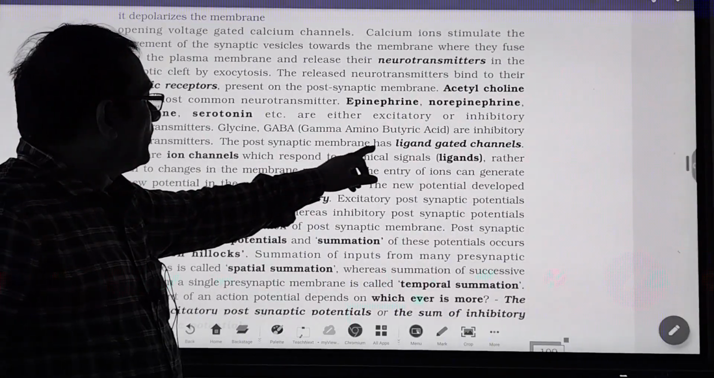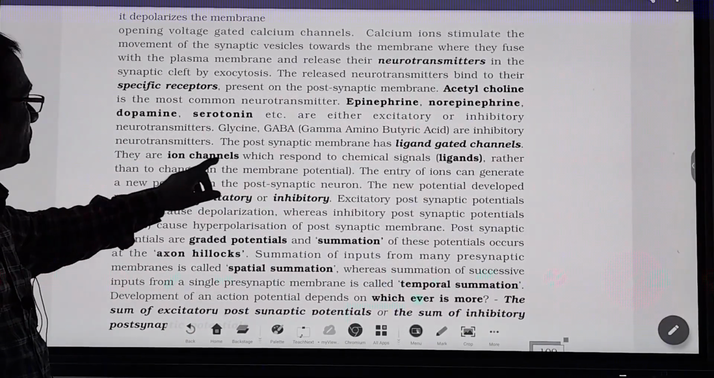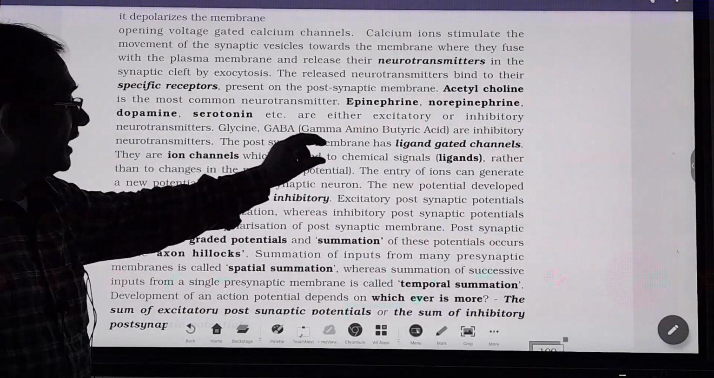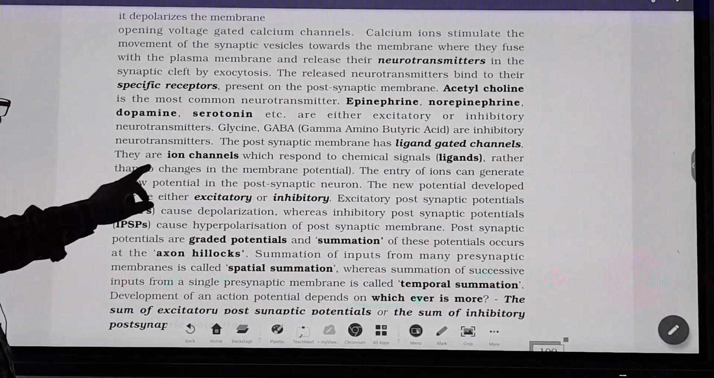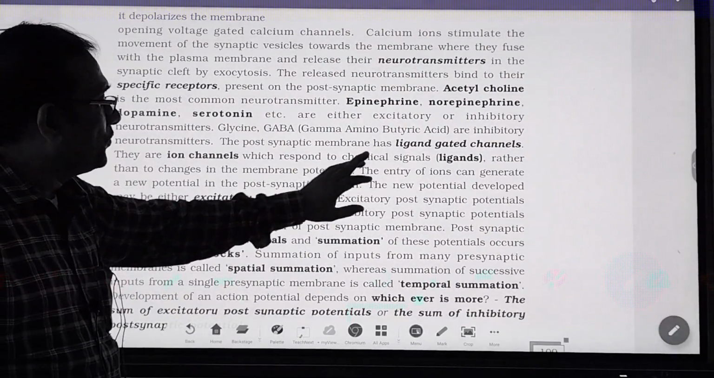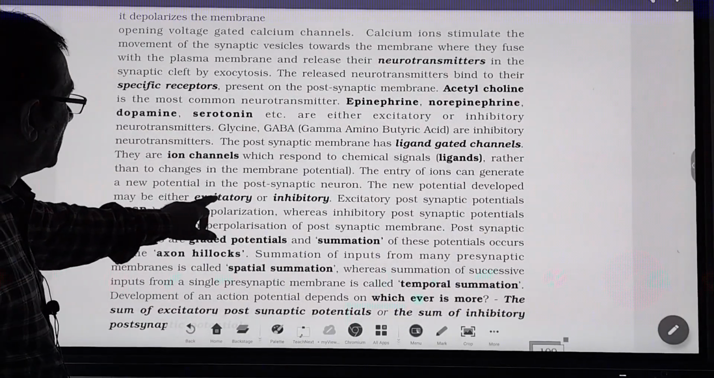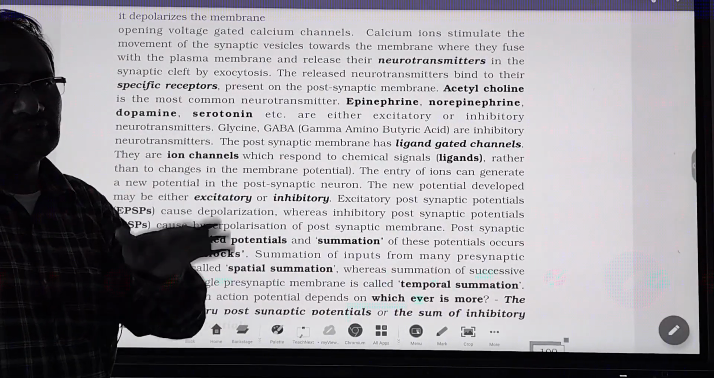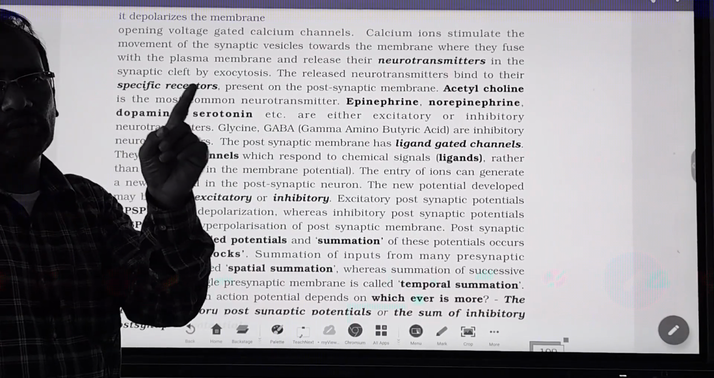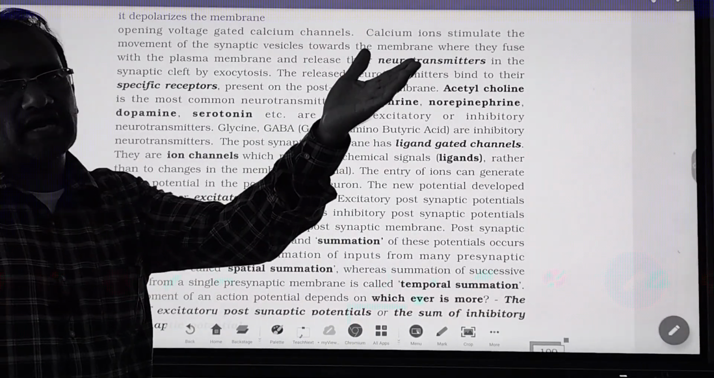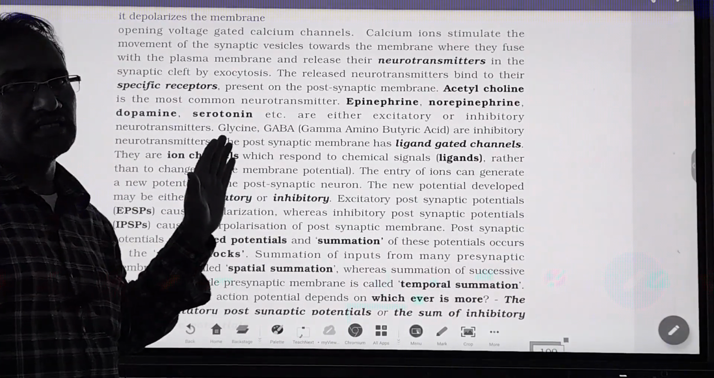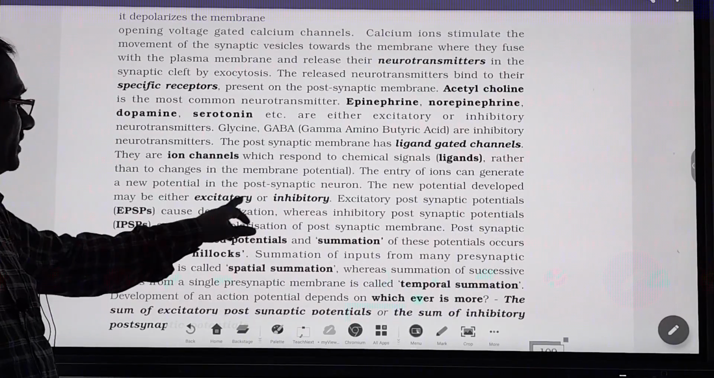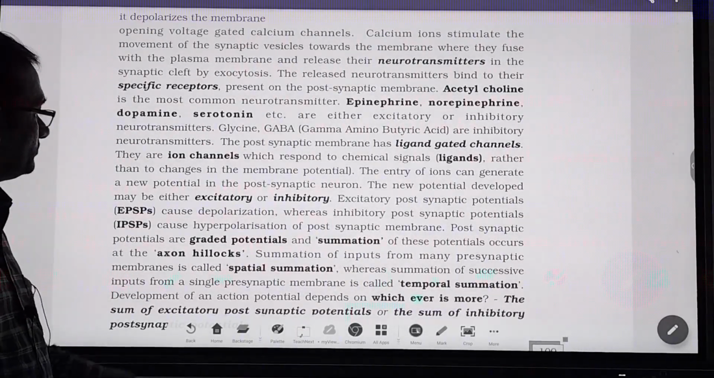The postsynaptic membrane has ligand gated channels. They are ion channels that respond to chemical signals, ligands. Rather than a change in the membrane potential, the entry of ions can generate a new potential in the postsynaptic neuron. The new potential developed may be either excitatory or inhibitory action. Excitatory means activation of the process, inhibitory means stopping the process. Whatever it may be, the neurotransmitter either stops the action or enhances the action. If it stops, it is called an inhibitory neurotransmitter, and if it is activation, it is called an excitatory neurotransmitter.